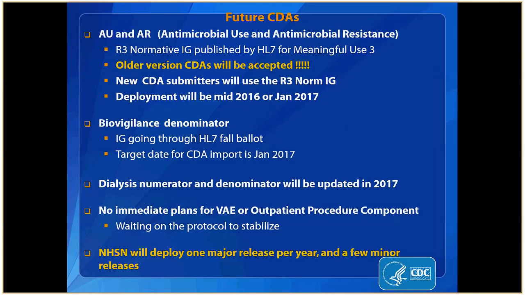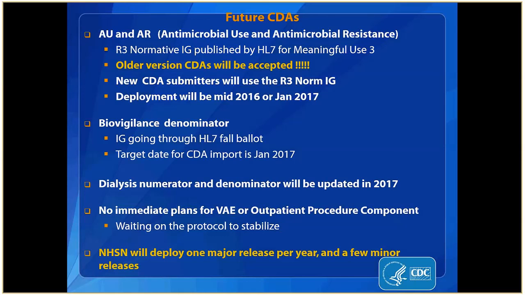We'll talk about future CDAs. So just to keep you up to date, the AU and AR actually went to ballot through HL7 ballot as an R3 normative IG. We needed to have that published for Meaningful Use 3 that will include AU and AR reporting. We are going to grandfather in the older versions. The older versions of CDAs will be accepted, so you do not need to move to the new version for AU and AR. New CDA submitters will need to use the R3 normative IG. Deployment of this new version will be mid-2016 or January 2017. Not sure about that schedule yet.